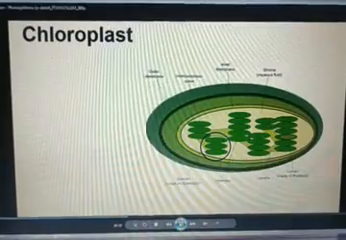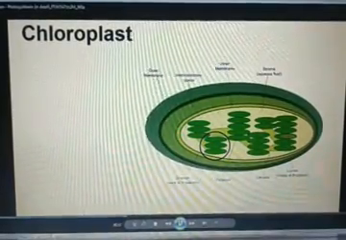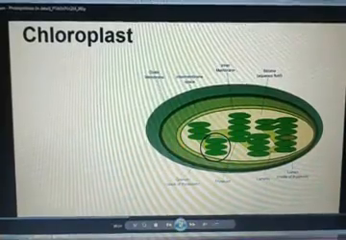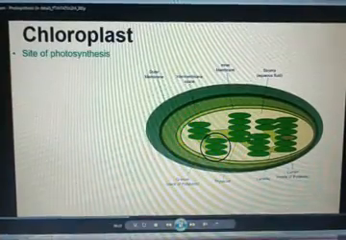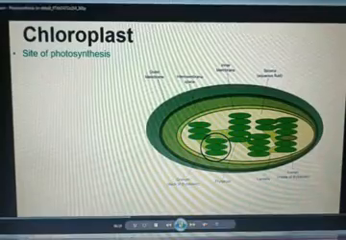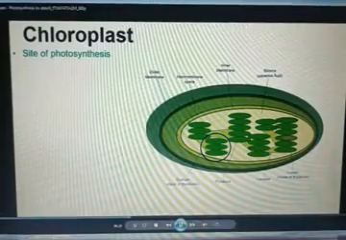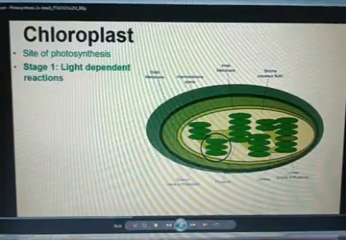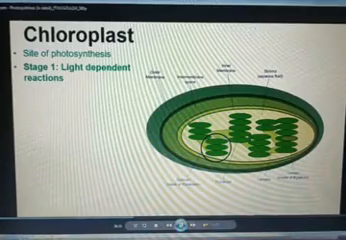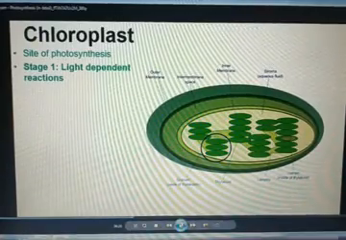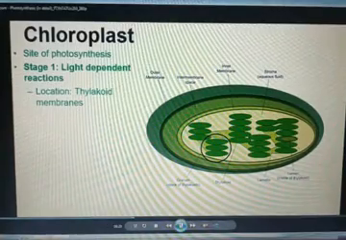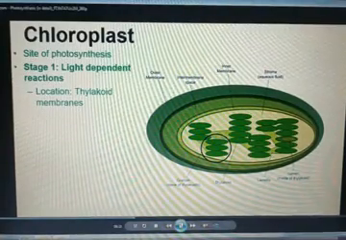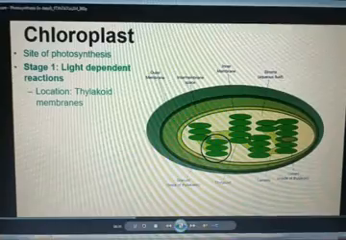Now let's introduce the structure in cells that allows them to do photosynthesis, which is called the chloroplast. Here we will divide photosynthesis into two stages. The first stage is the light-dependent reaction, which needs light. It takes place in the thylakoid membranes of the chloroplast.